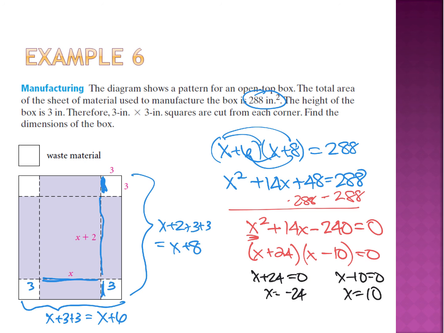Well, in this case, it doesn't make sense, because I have a side length here of x, it doesn't make sense to have a negative x value or a negative length, so I can automatically eliminate the negative 24. So I know that this side length here is going to be 10, and then this side length here is really going to be 10 plus 2, which is 12. So the dimensions of my box are going to be 10 inches by 12 inches, and then the height, don't forget, is 3, so by 3 inches. So this is a 10 by 12 by 3 inch box.